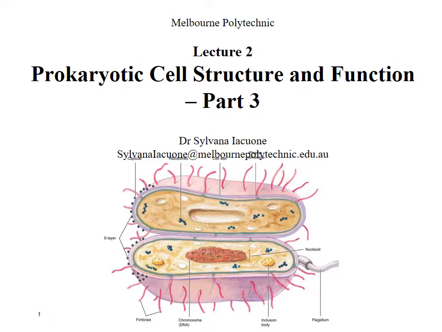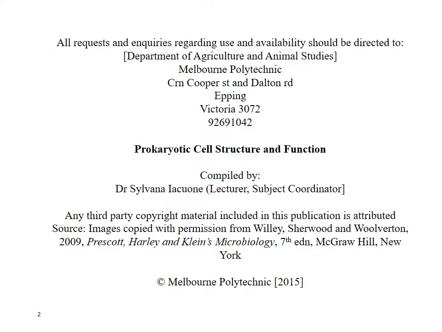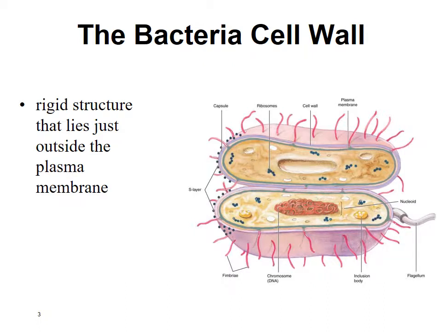This is Silvana O'Coney and today's lecture, lecture 2, is about prokaryotic cell structure and function. One of the most important prokaryotic structures is the bacterial cell wall. The cell wall is a rigid or semi-rigid structure that lies just outside the plasma membrane. Those prokaryotes that lack cell walls have other features that fulfill the cell wall function.